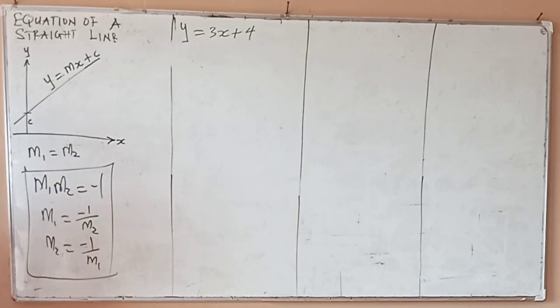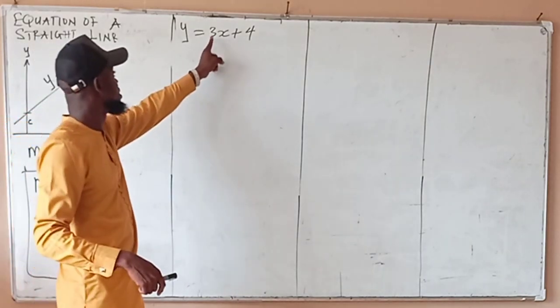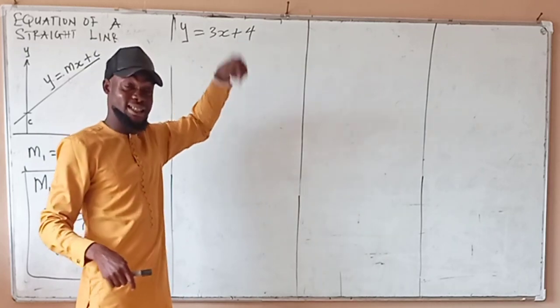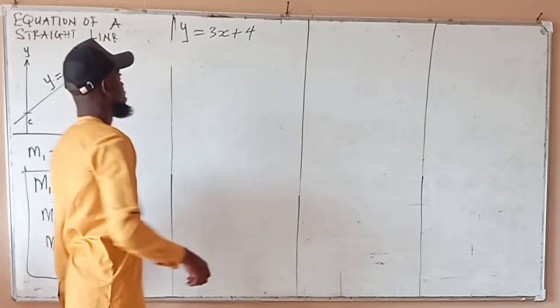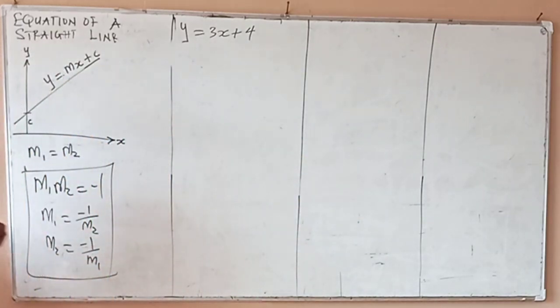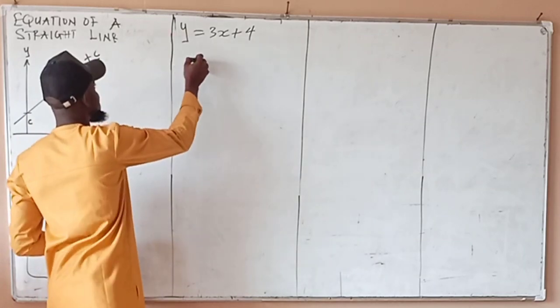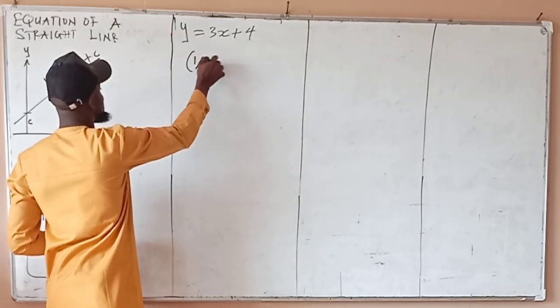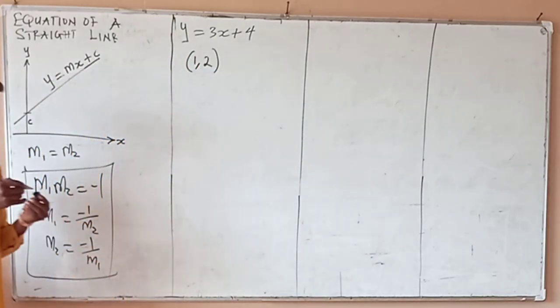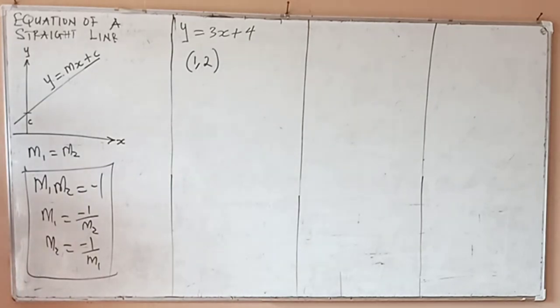Obtain the equation of a particular straight line perpendicular to another line y equals 3x plus 4, and passes through the point (1, 2).